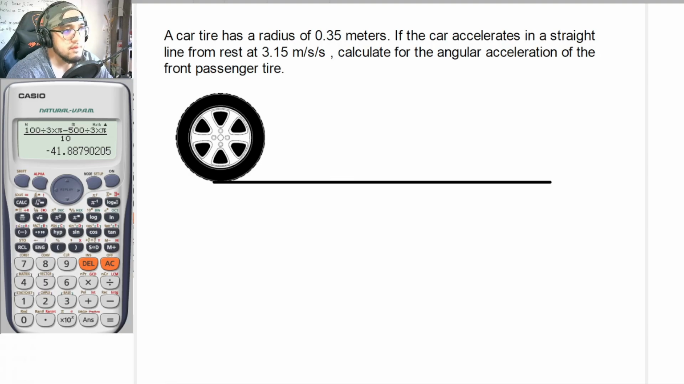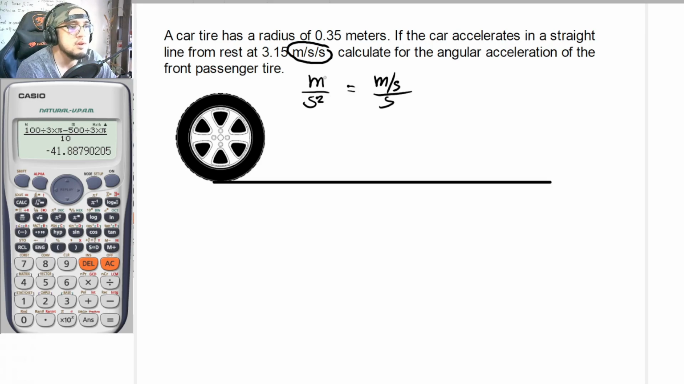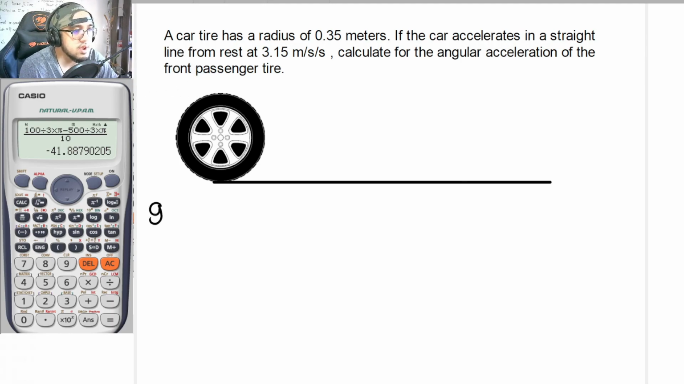Okay, so let us have the final problem for today's video. In this case, a car tire has a radius of 0.35 meters, and the car accelerates in a straight line from rest at 3.15 meters per second squared. Calculate the angular acceleration of the front passenger tire. So let us list the given first. So given.